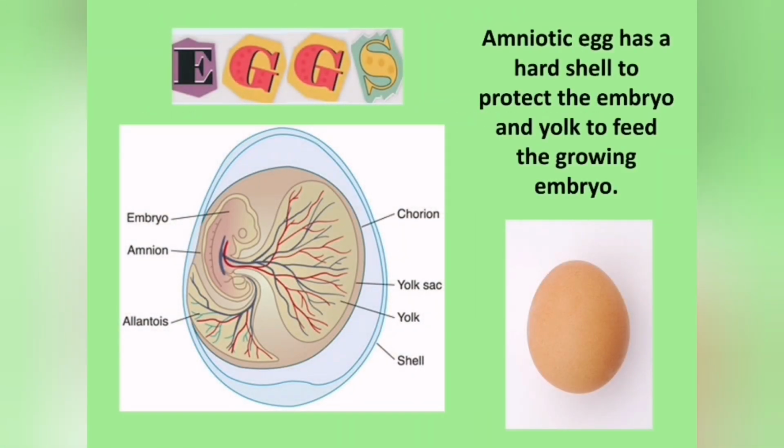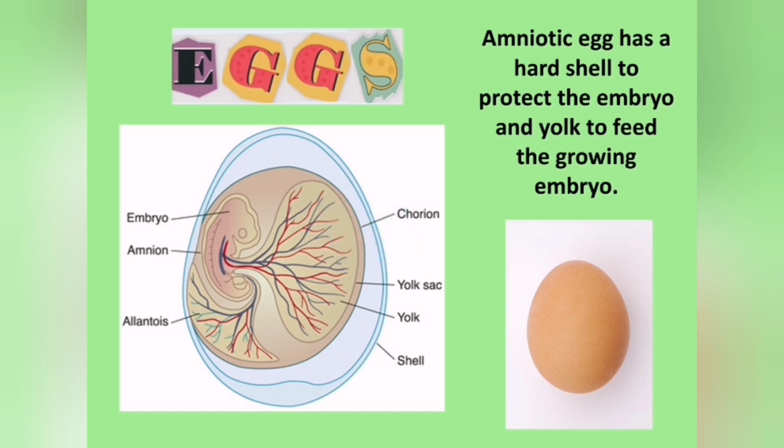Now, if we look at the egg itself, the only type of egg that you need to learn about in the IB grade 12 syllabus is the amniotic egg. Now, that would be an egg with a hard shell that protects the little embryo inside and is fed by the yolk. Now, this is the eggs that you have for breakfast. The yellow that you see in your egg, that is called the yolk, and that is literally what the chick feeds on while it's growing.